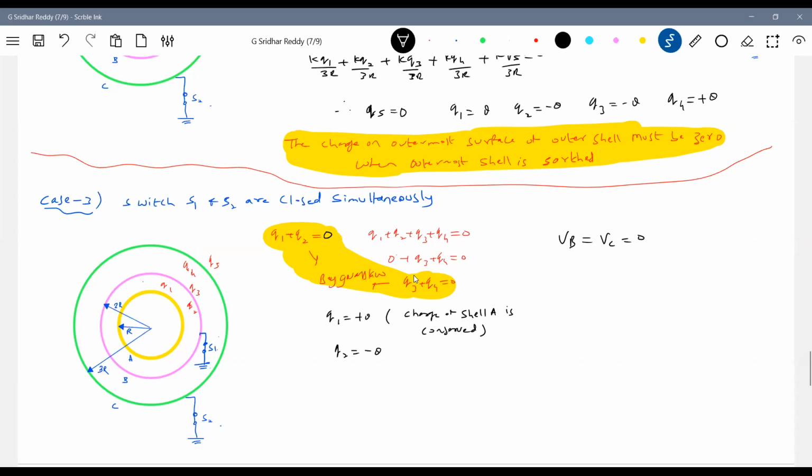I can earth shells A and C also. Potential of them must be equal and equal to 0. So write the equation and solve it. In fact, they're earthed, so it should be equal to 0. Can you work it out? I'll go for the next idea. One more.